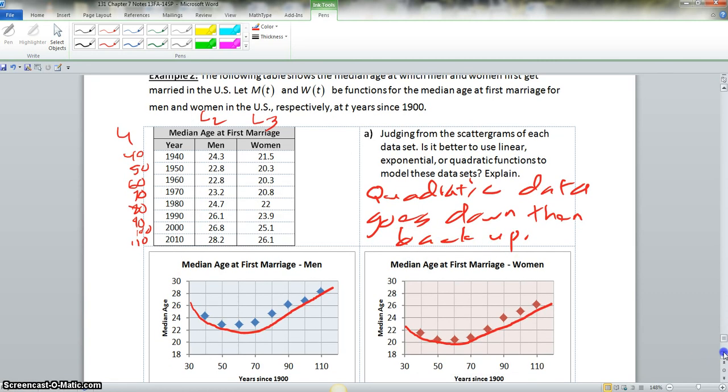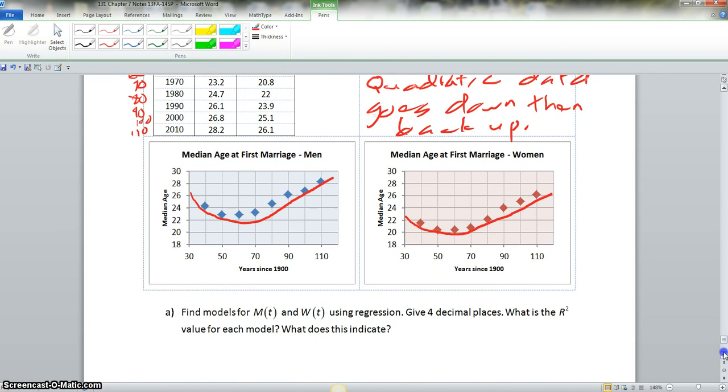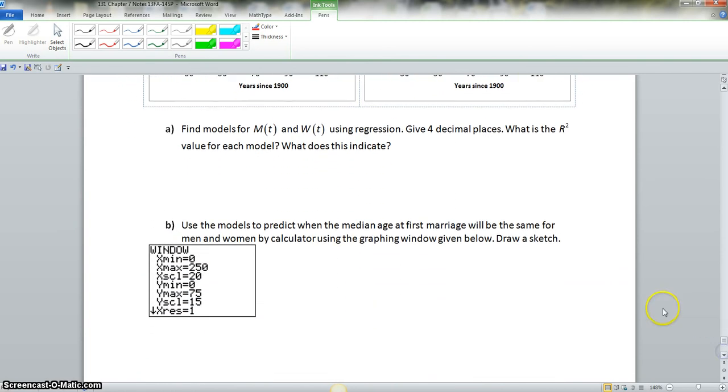Okay, now we need to scroll down here to B. It said find models for M of t and W of t using regression. Give 4 decimal places. What is the R-squared value for each model? What does this indicate? So when you put these values in, of course we will be finding the quadratic models.